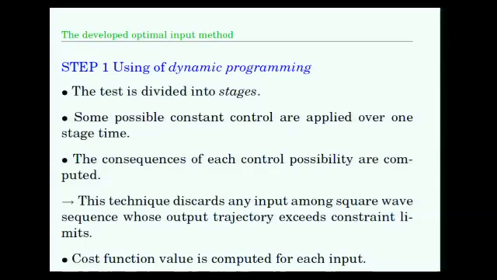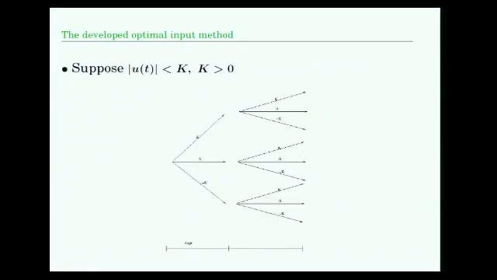Thus, over each stage time, we suppose some possible constant control are applied. Here, for example, the constraint on input is given here. The input is in one dimension. We suppose we test u of t equals k, here, equals 0 or equals minus k. And on the second stage, we test the same value.